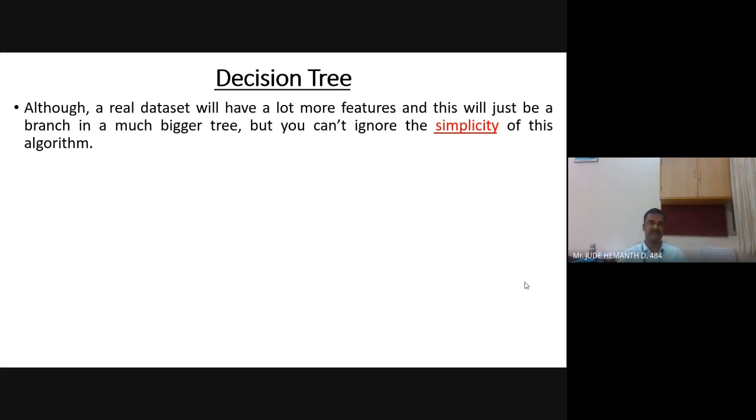But the problem here is, as we saw earlier, a real data set will have a lot more features. Here I have taken only 3 features, so it is fine. It looks compact. But when you have a lot more features, you will have a very, very big tree. And searching for fruits in a very huge tree is very difficult. It is time consuming. Going from the root till the fruit or the leaf is very difficult.